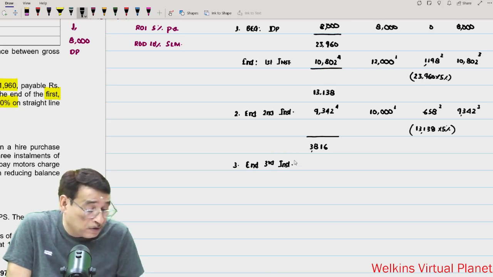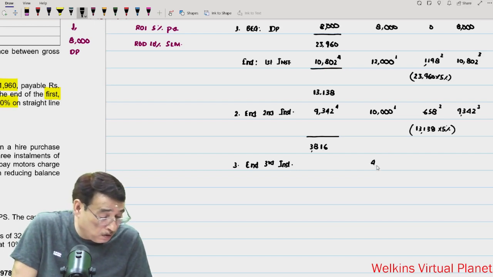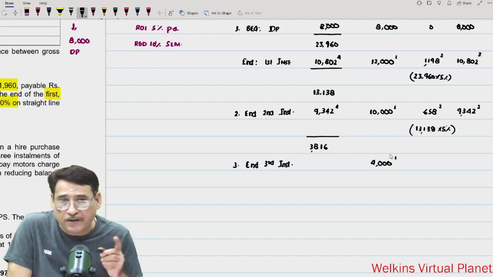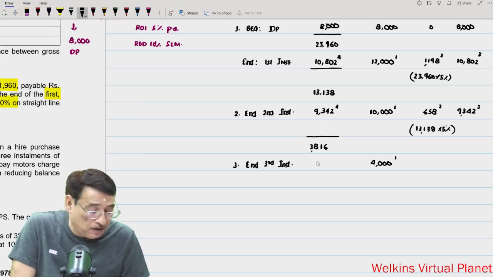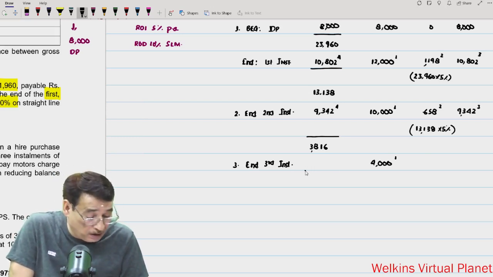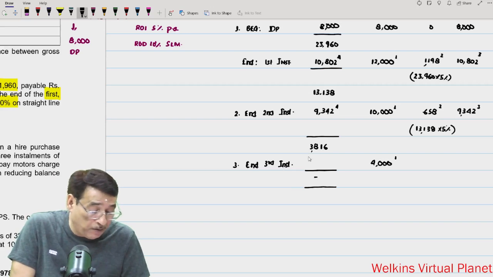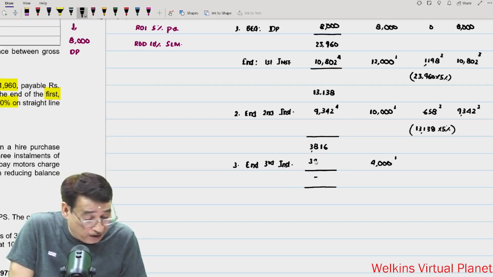Amount of third installment is 4,000, as you can see. So 4,000. Correct? First you will write this. As I told you in the last session, in the final year we want this thing to be closed. Closed in the sense means I do not want any balance. How is it possible that after payment, balance is nil? Then my payment will be 3816.